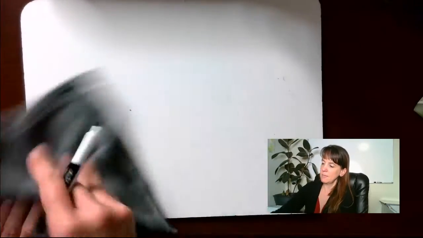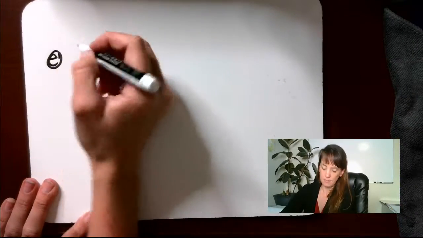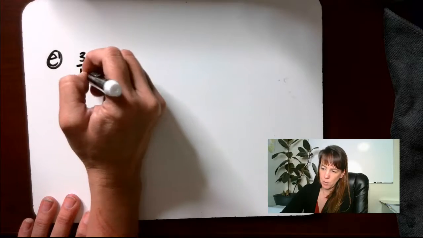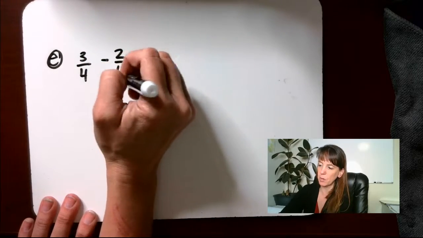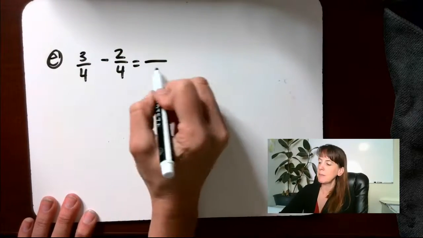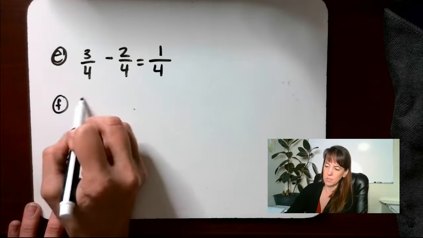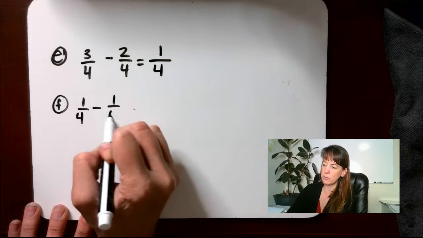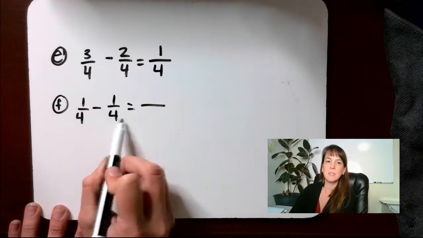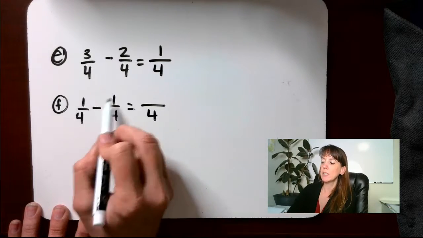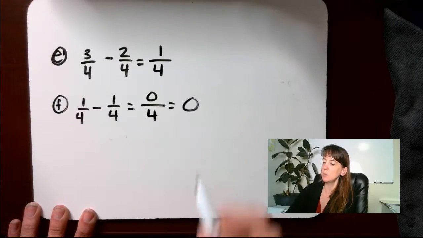E. 3/4 minus 2/4 equals. We keep that the same. 4. 3 minus 2 is 1. F is 1/4 minus 1/4 equals. We're going to keep this the same. 4. 1 minus 1 is 0, so this reduces down to 0.